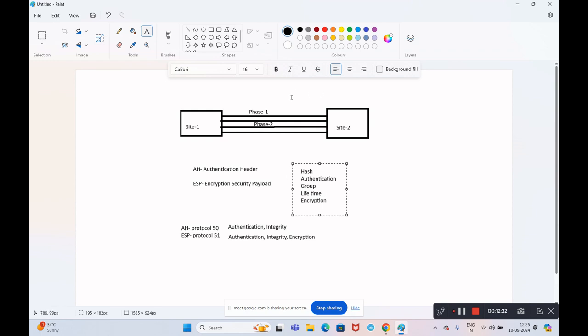Again, in the second message, the same parameters will be exchanged between site 2 and site 1.